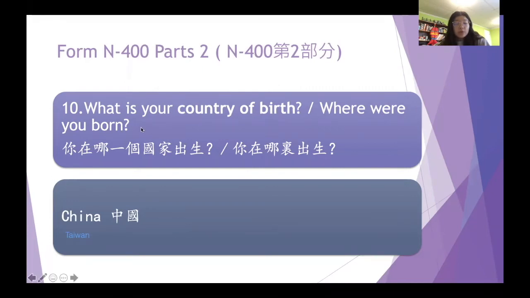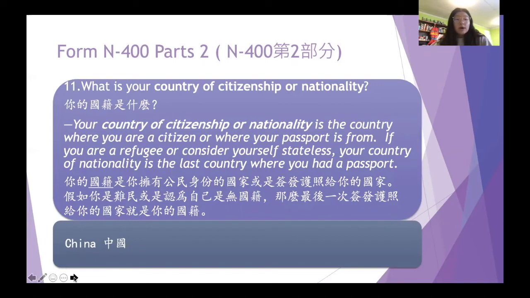Where were you born? What is your country of birth? 你在哪一个国家出生？你在哪里出生？答案是 China, 中国，或者 Taiwan. 第十一题 What is your country of citizenship or nationality?